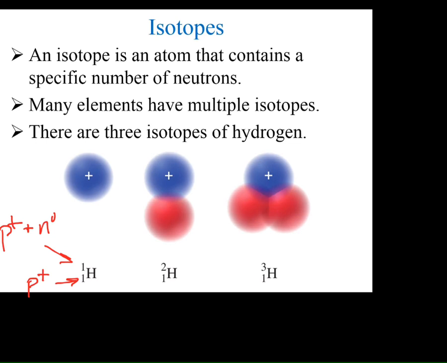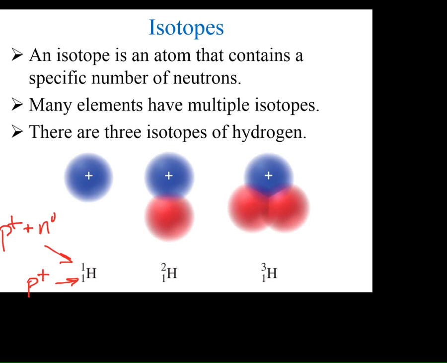So hydrogen 1, we would name that hydrogen 1, must only have 1 proton and no neutrons, right? Because it's got 1 proton, and that on top is protons plus neutrons, so it must be 1 plus 0. Are you with me? So that must have 0 neutrons. Hydrogen 2, well, that must have 1 proton and then 1 neutron, right? And hydrogen 3, well, must have 1 proton and 2 neutrons.